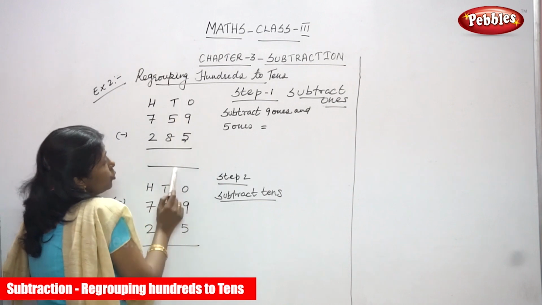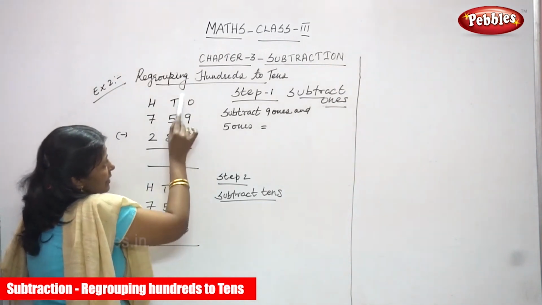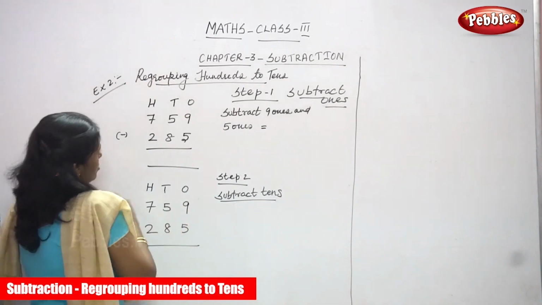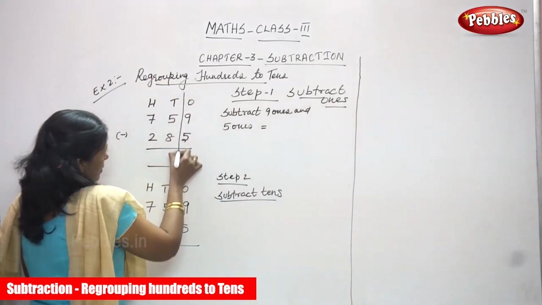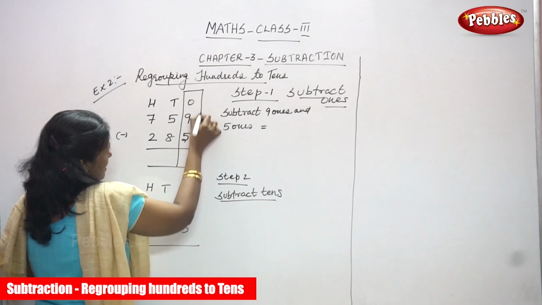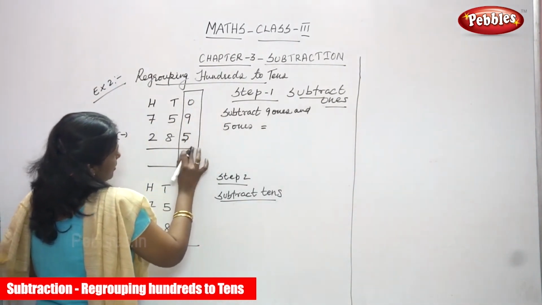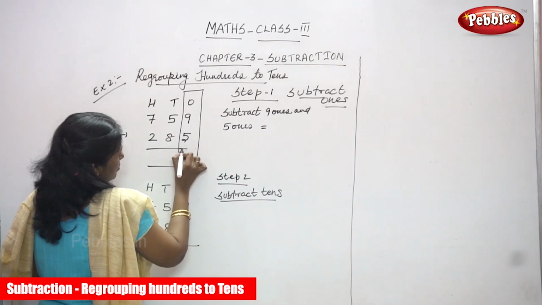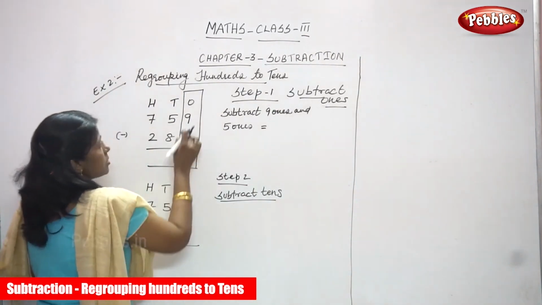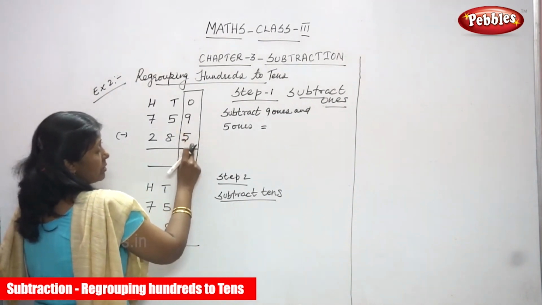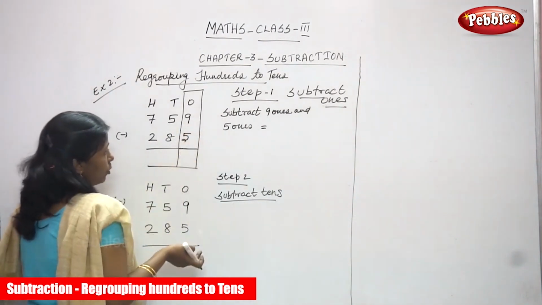So first we have to what? We are going to subtract the ones. So we have to concentrate on the ones first. I'm just highlighting. So what are the numbers in the ones place? 9 and 5. So 9 is the greater number and 5 is the lesser number. You can subtract, no problem.